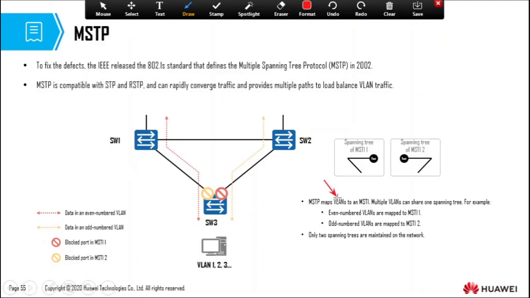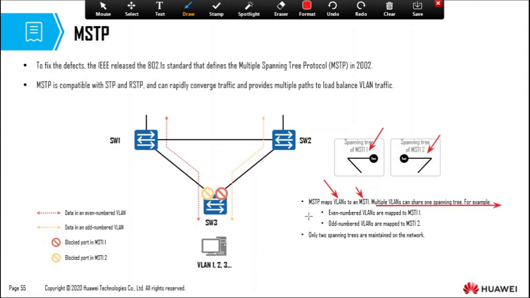MSTP maps VLANs to what we call multiple spanning tree instances, MSTIs. So each spanning tree has an MSTI ID, a multiple spanning tree instance ID. For example, you have MSTI1, MSTI2. So there is a spanning tree for MSTI1 and a spanning tree for MSTI2. Multiple VLANs can share one spanning tree.